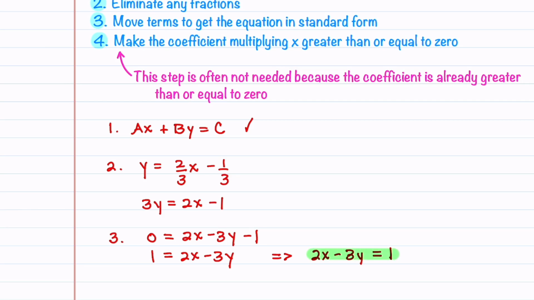I hope that you now have a better understanding of the 3 different forms that you can use to write an equation of a line, and now feel ready to work some example problems on your own.